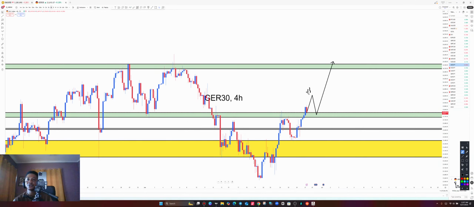So we need to see what? A new higher high, which will form, and then a new higher low, and we can buy all the way on candle confirmation to the upside. So Germany 30, this is also our full and complete technical analysis.